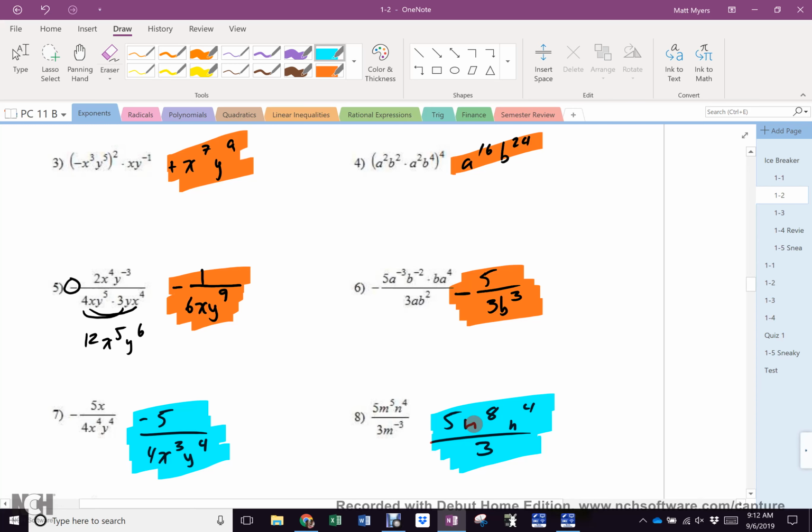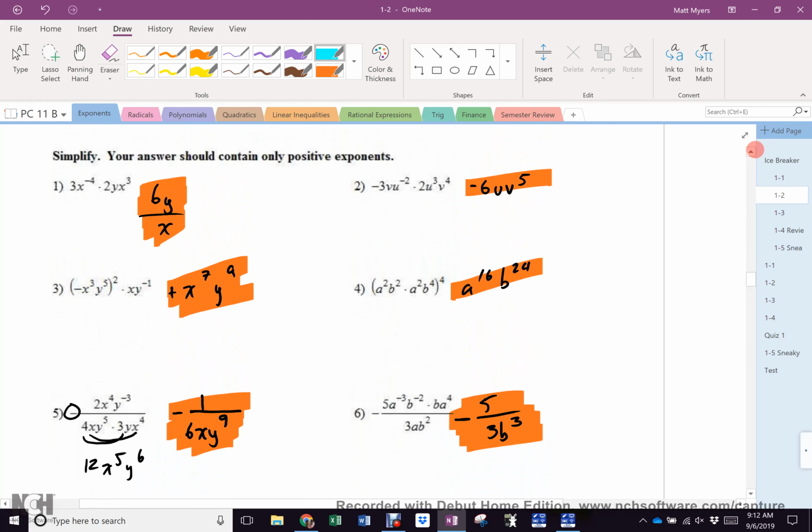Number 2? So, -3 times 2 is the -6, yeah? V, I'll use different colors. V times V to the 4th is V to the 5th. And U to the -2 and U to the 3 is -2 plus 3, which is U to the 1, but we don't write 1. And then usually we put it back into alphabetical order.